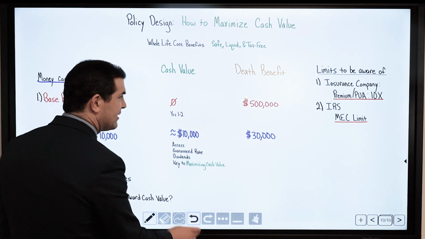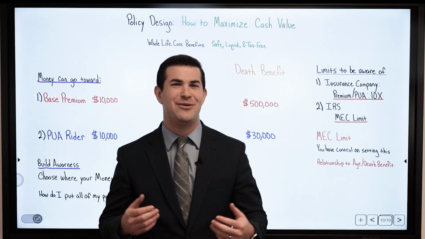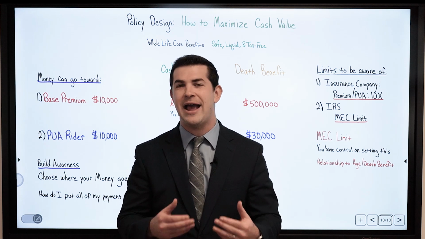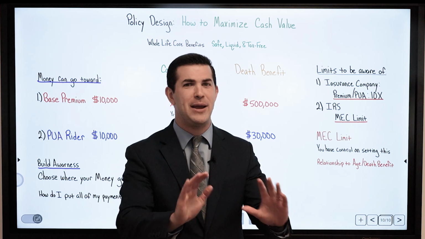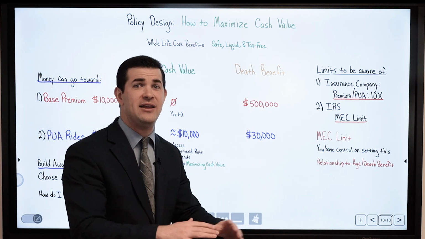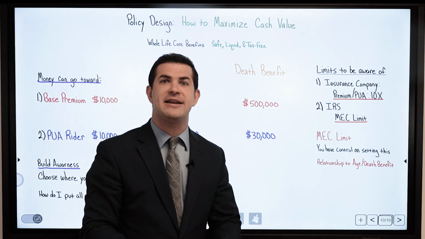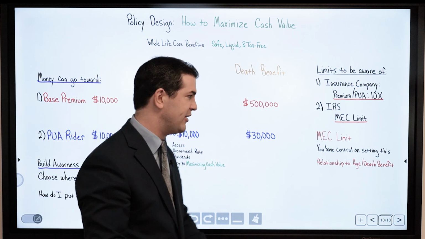So every policy has what is called a MEC limit, which is exactly what it sounds like. It is a limit set by the IRS that determines how much money I can pay into the policy per year, my total payment, and still have the IRS view the life insurance policy as life insurance and reap the same tax benefits, not a modified endowment contract, and then assess taxes to the cash value.